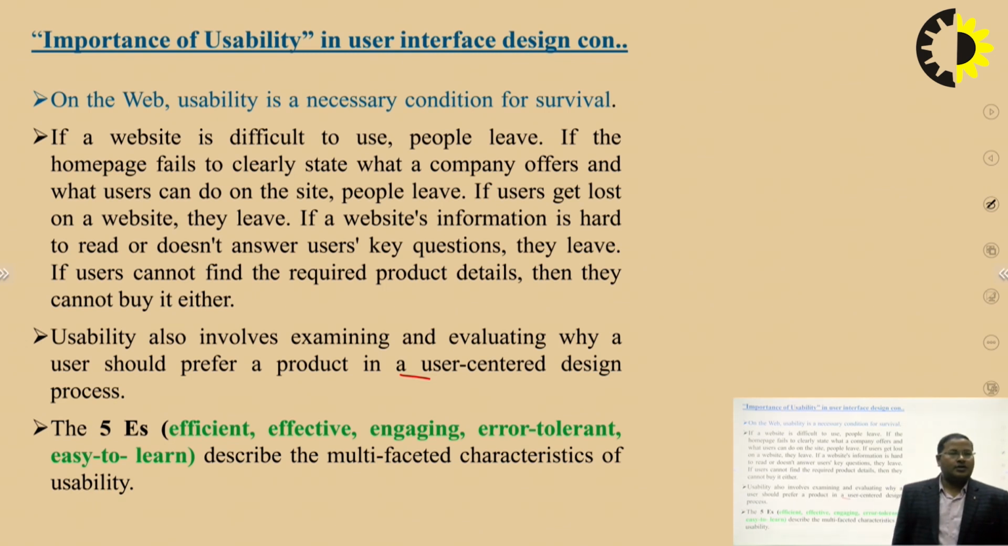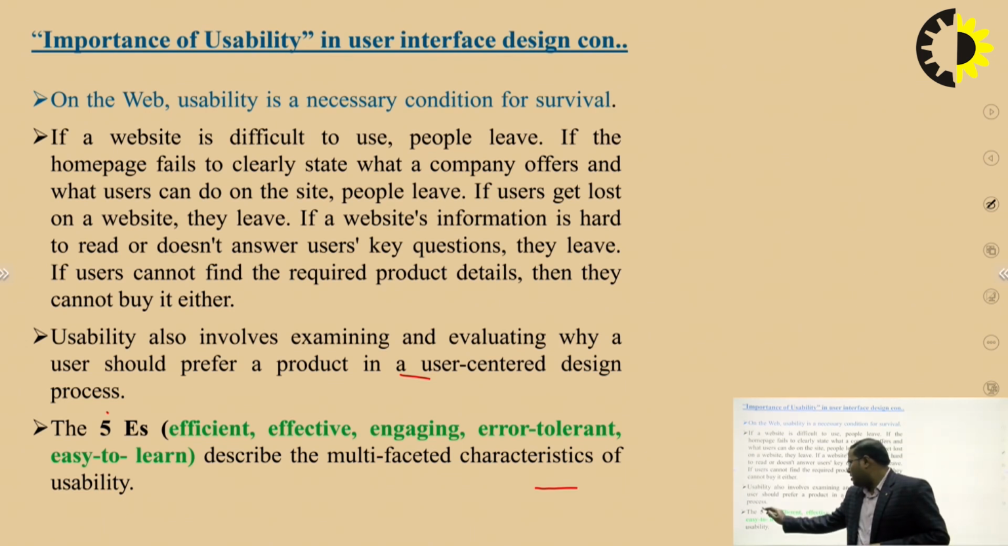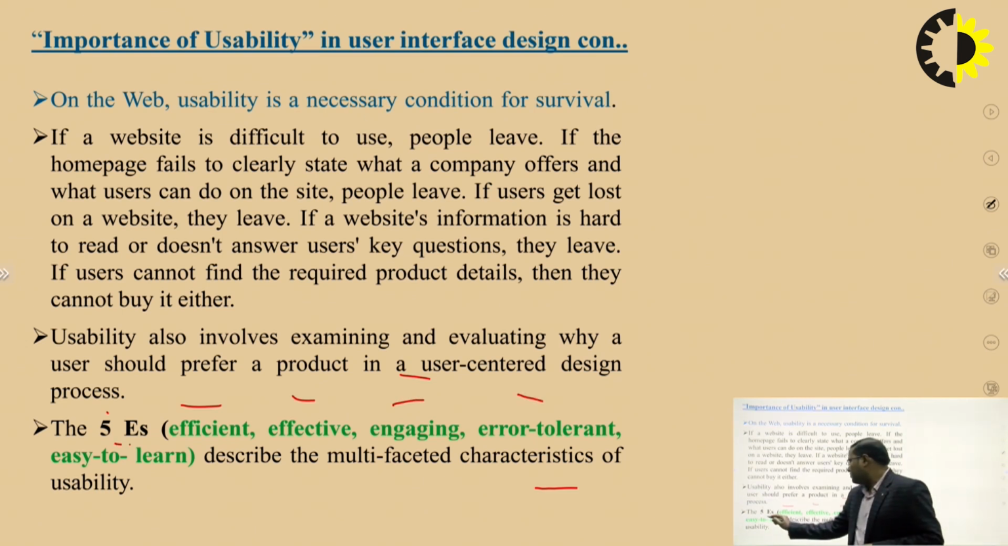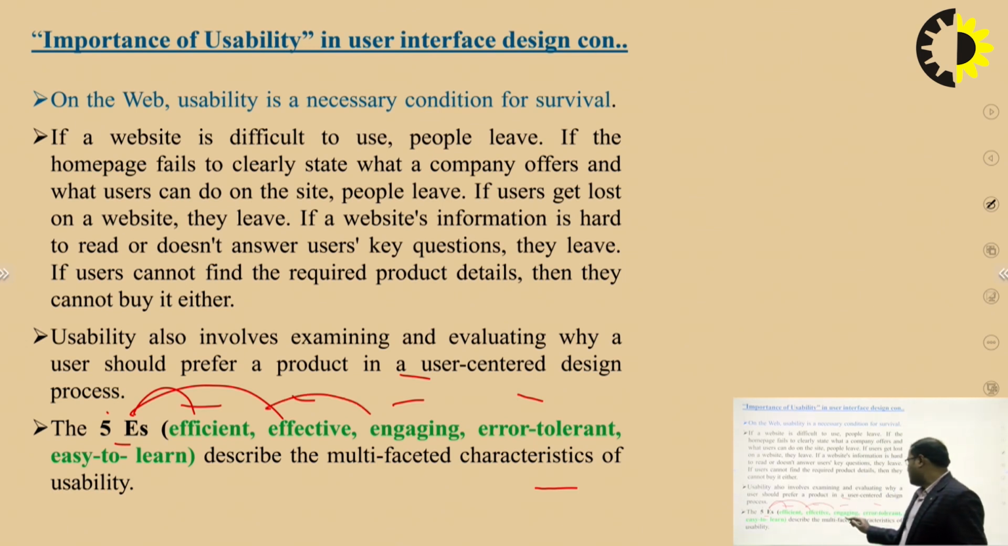So we can say the 5 E's describe the multi-phase characteristic of usability, and the 5 E's are efficient, effective, engaging, error tolerant, and easy to learn. The first E is for efficient, the second E for effective, the third E for engaging, the fourth E for error tolerant, and the fifth for easy to learn. So these 5 E's are very important to define usability.